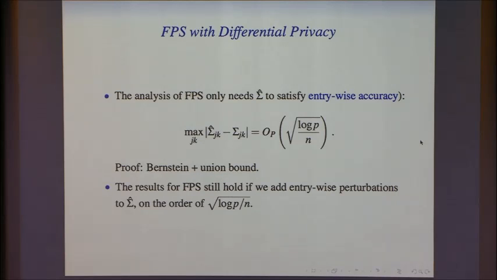So the first idea I had to do differentially private FPS is to further add entry-wise perturbations on the sample covariance matrix on the order of square root of log p over n. If we can do that, then we're good.